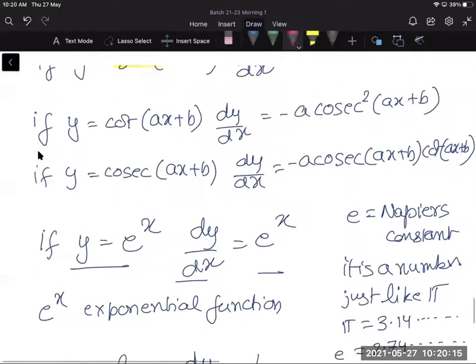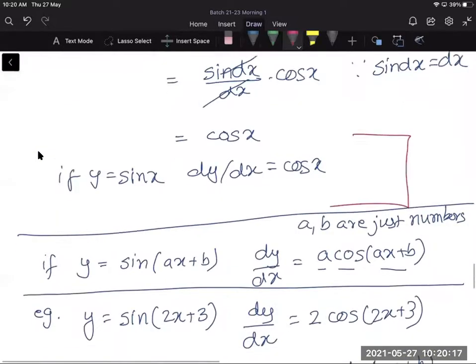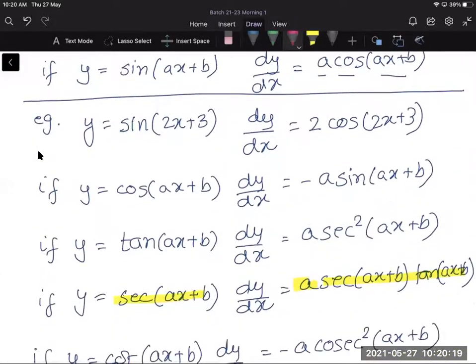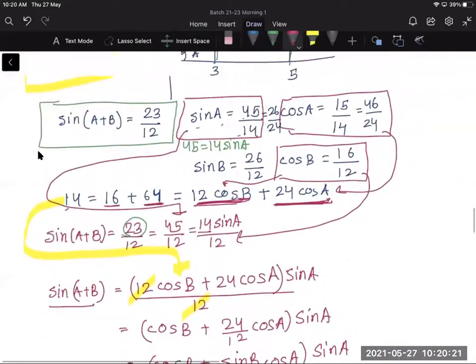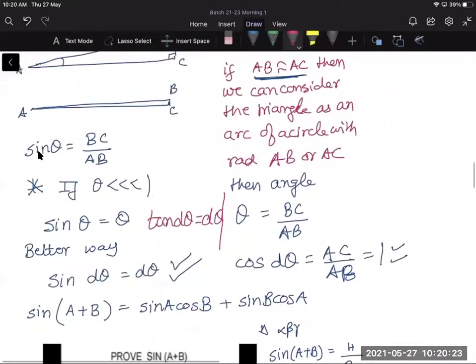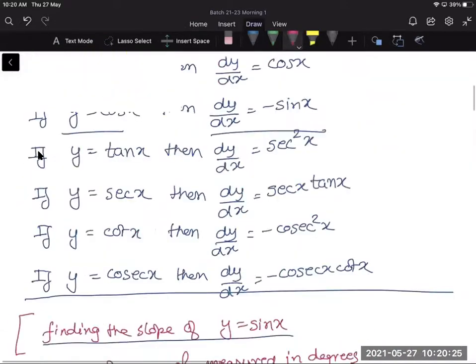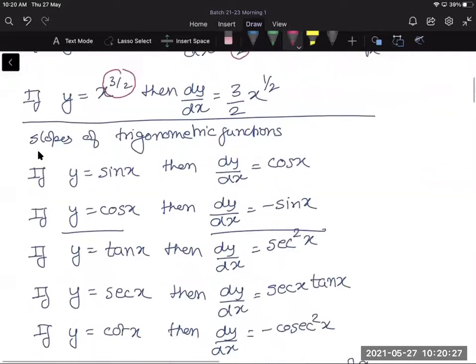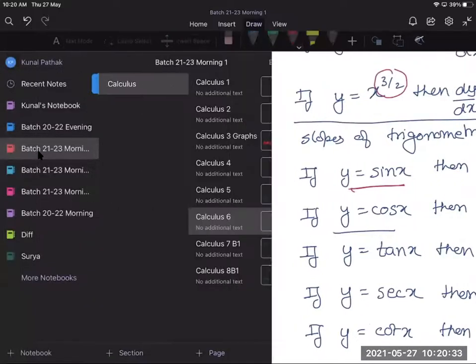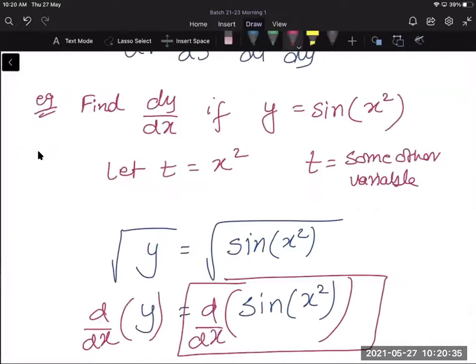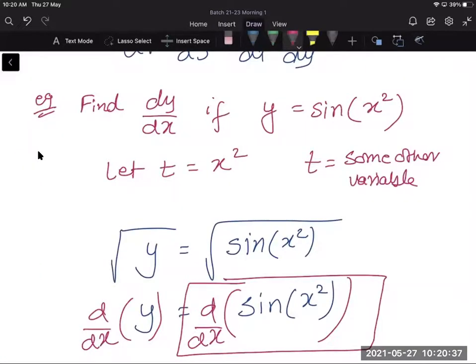It does not exist anywhere. You have y is equal to x square, right? And you have y is equal to sine x, but sine of x square is not there. This is what you have to realize, that there is world of a difference between x square, sine x, and sine of x square.